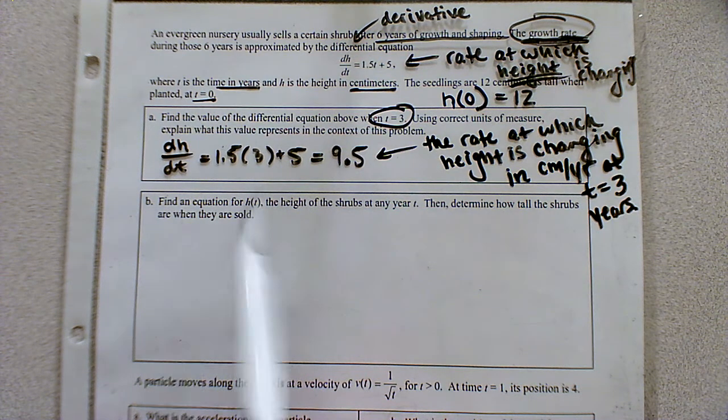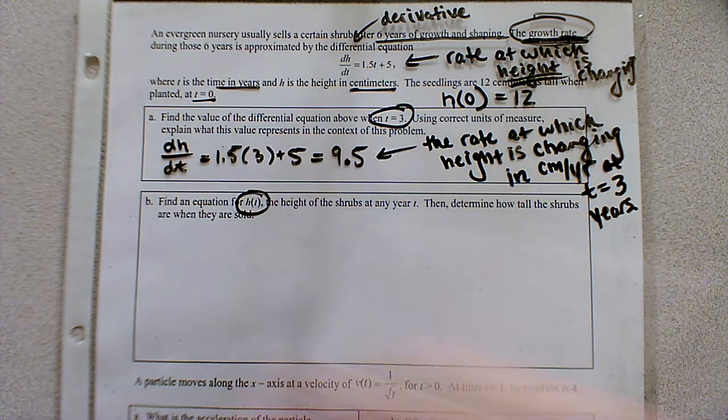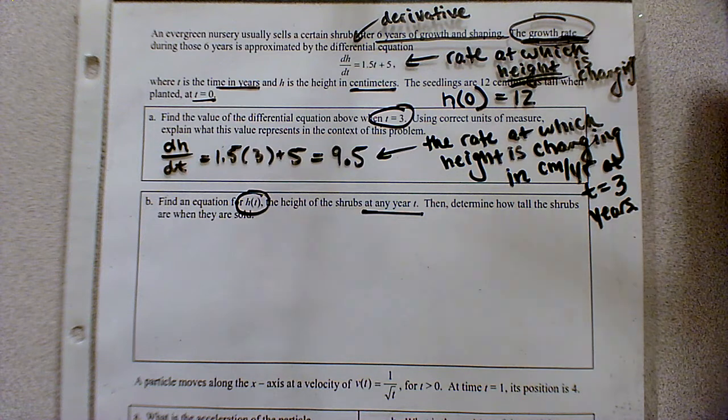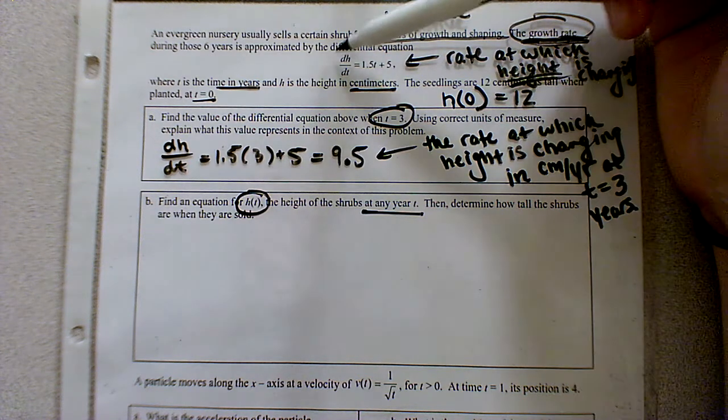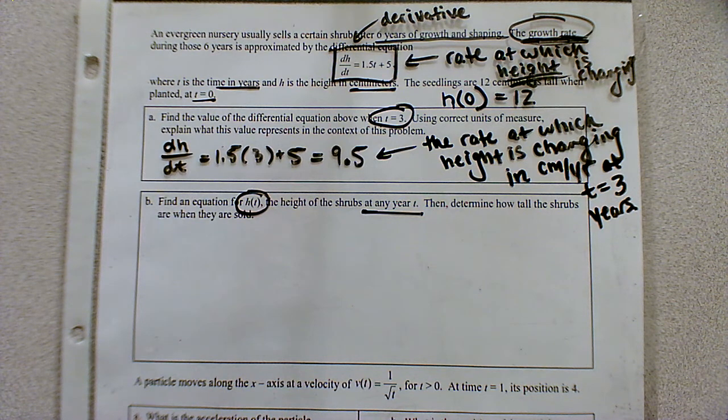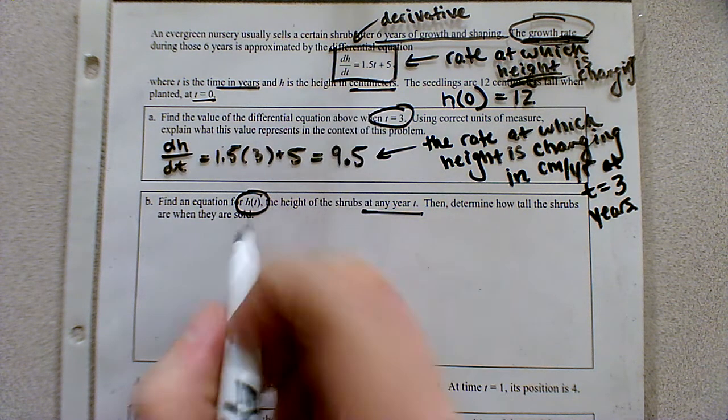For part B, find the equation of h of t, the height of the shrub at any year t. So notice how this is asking us to work backwards, because the equation they give us is a derivative, but they want us to find the original function that represented the height. So we're going to have to work backwards from this function.